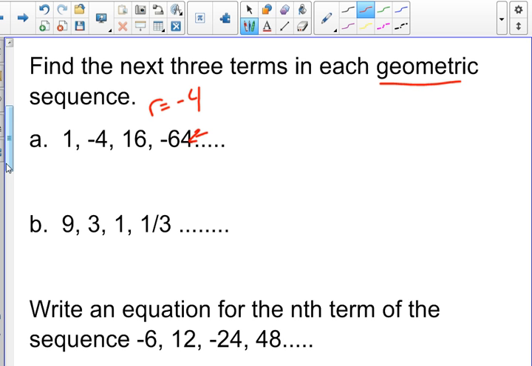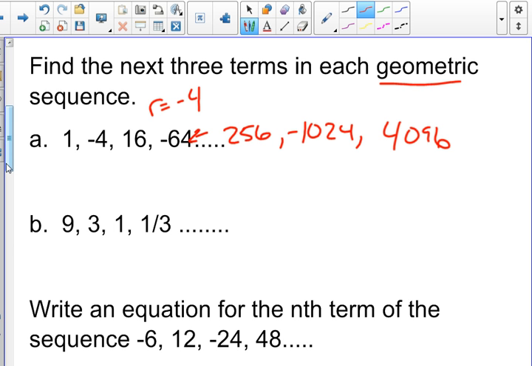So -64 times -4 is 256. Then you take 256 times -4, and you get negative 1024. And you multiply that by -4, and you get 4096. So those are the next three terms.